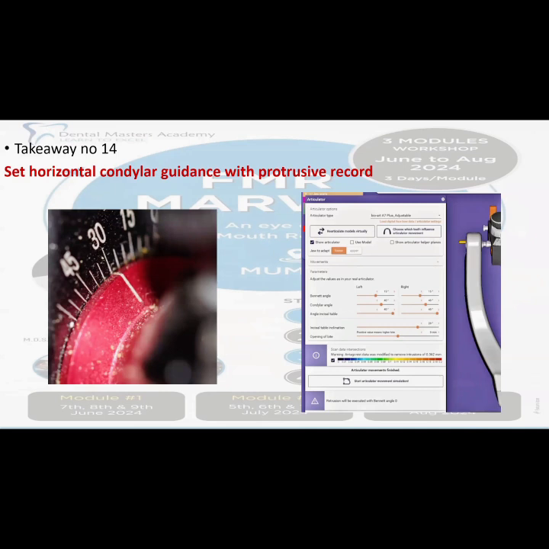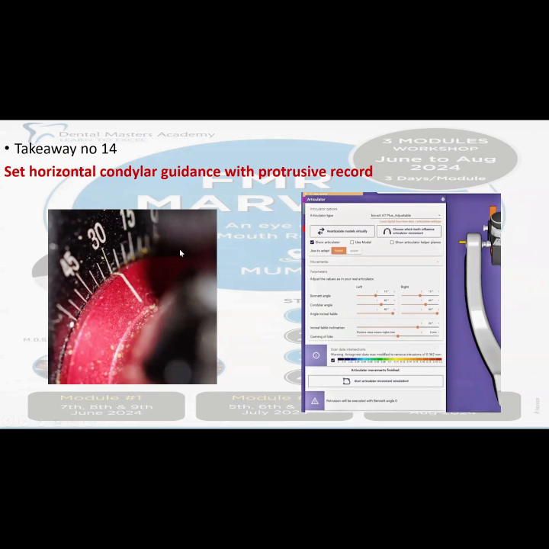So with the protrusive record, what am I going to record in the glenoid fossa? I am going to record the travel of the condyle in the glenoid fossa, which is known as horizontal condylar guidance. Now, if I put this record on the articulator and adjust the HCG setting on the articulator, my record is helping me achieve on the articulator what is there in the glenoid fossa of the patient.